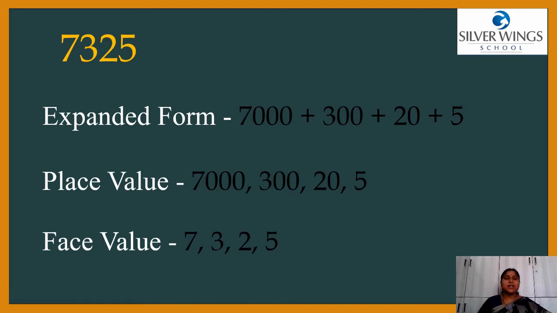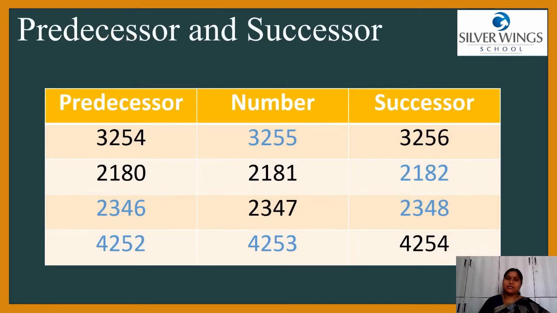Suppose, what is the face value of 3 in this number? 3 only. What is the face value of 5? 5 only. What is the face value of 2? 2 only. What is the face value of 7? 7 only. Face value means the digit itself. Okay. These are expanded form, place value and face value.